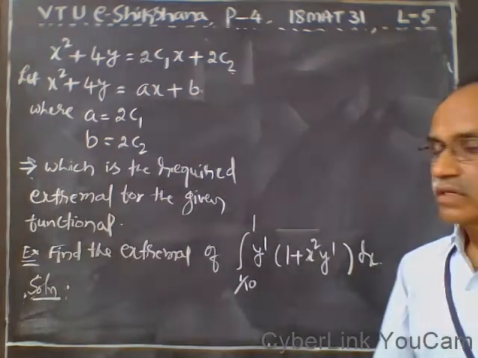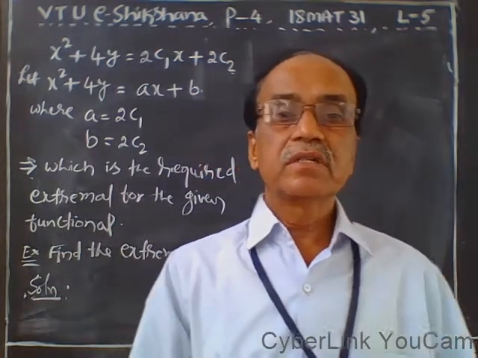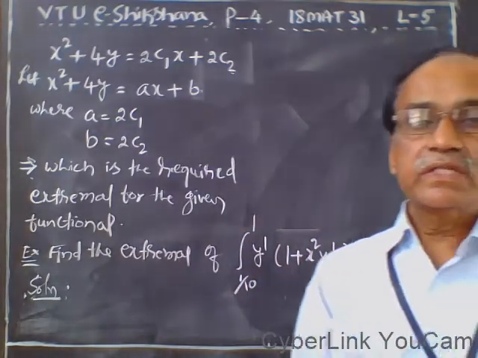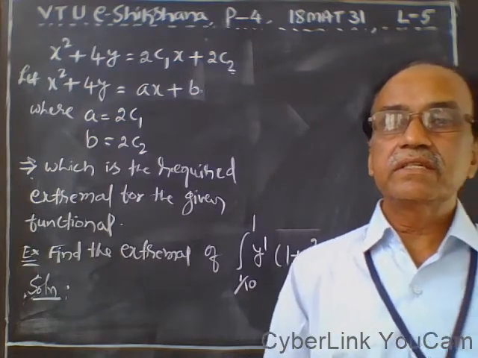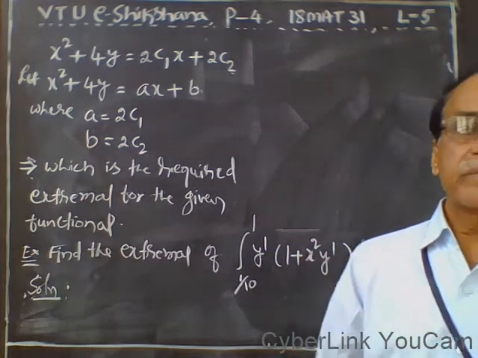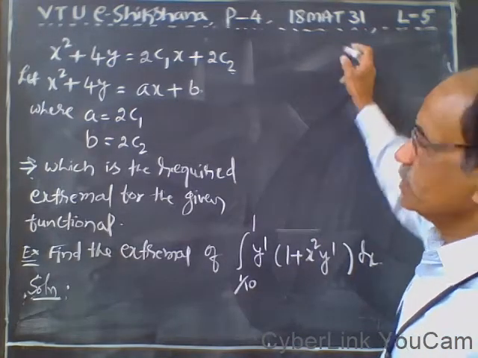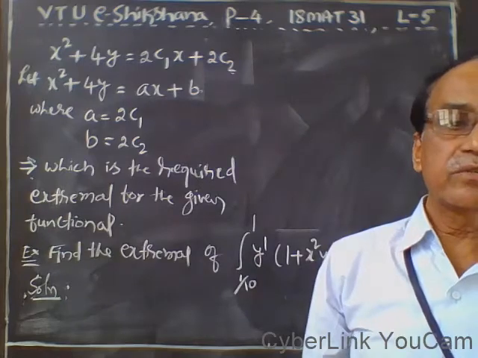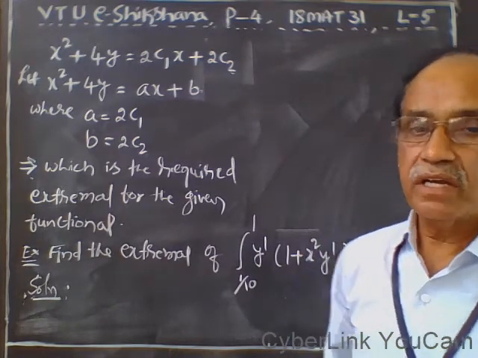Solution. In this problem, here also the function under the integral sign is independent of y. That means when y is not there, the derivative with respect to y dash will be treated as constant. But the limits are given here. There the limits were x1 to x2, they were unknown values. But here limits are given, which means we have to find out the constants at the end in the differential equation.